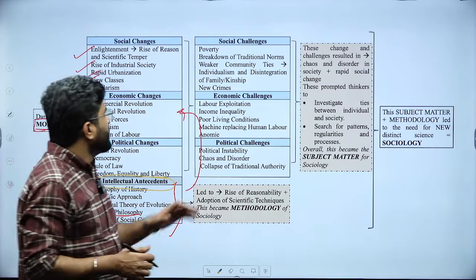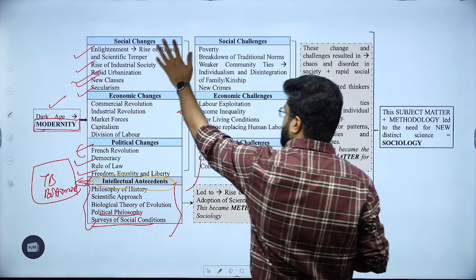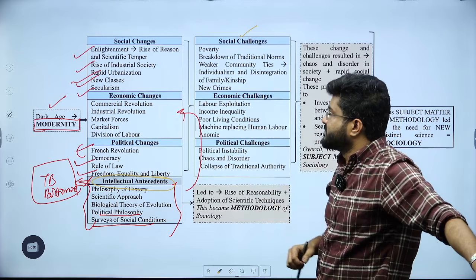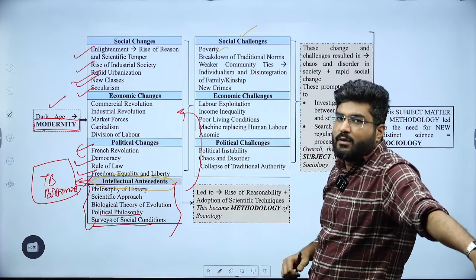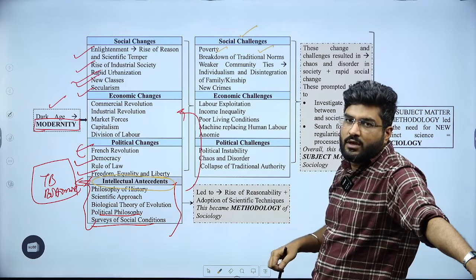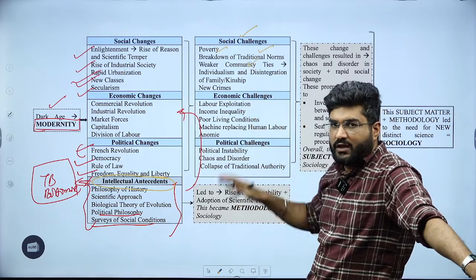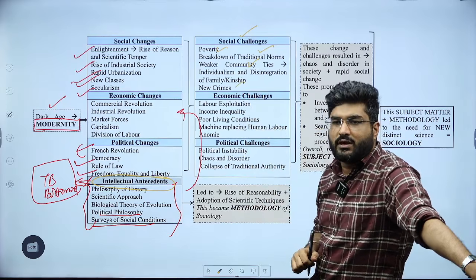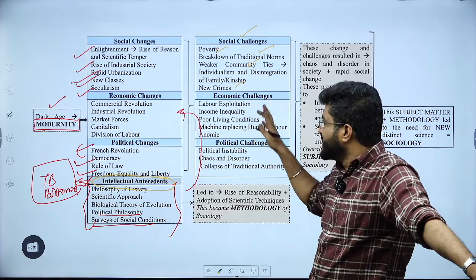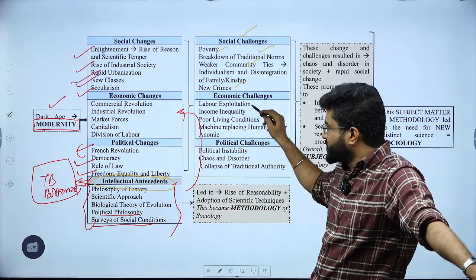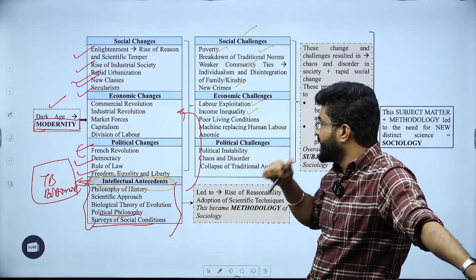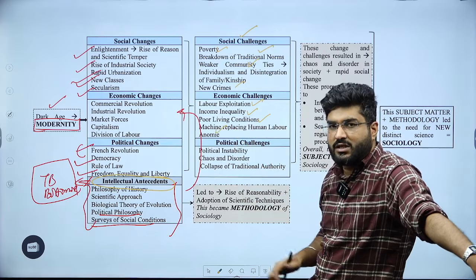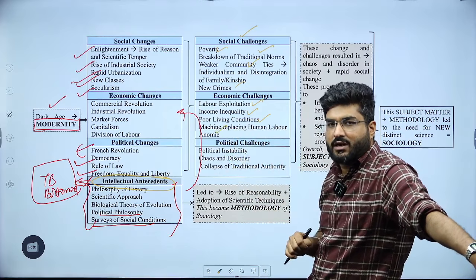Now, what have these social, economic and political changes led to? They have led to social challenges like poverty, breakdown of traditional norms, weaker community ties, individualism, disintegration of the family and kinship system, and the rise of new crimes in urban areas. Similarly, economic challenges: labor exploitation, rising poverty and inequality, poor living conditions, and the rise of anomie and alienation, as we have seen in the cases of Karl Marx and Emile Durkheim.